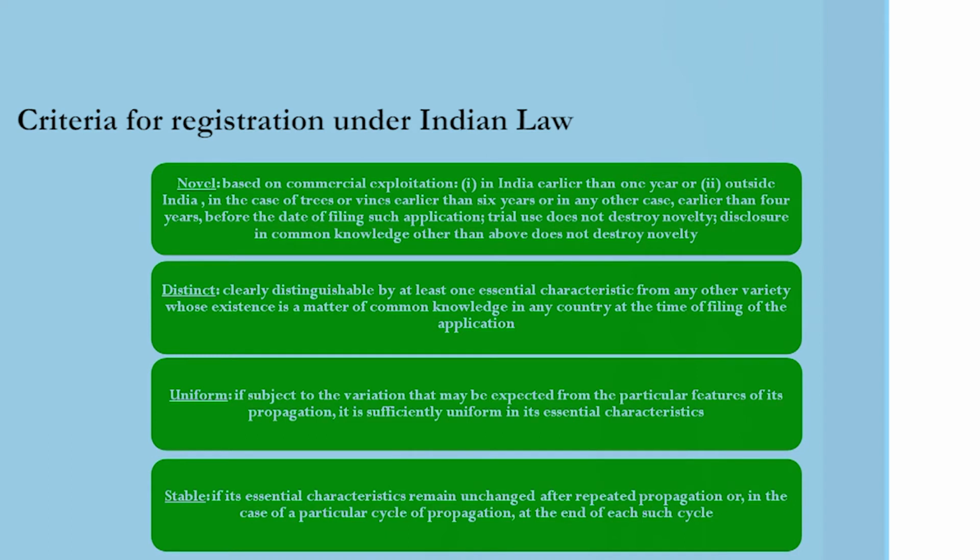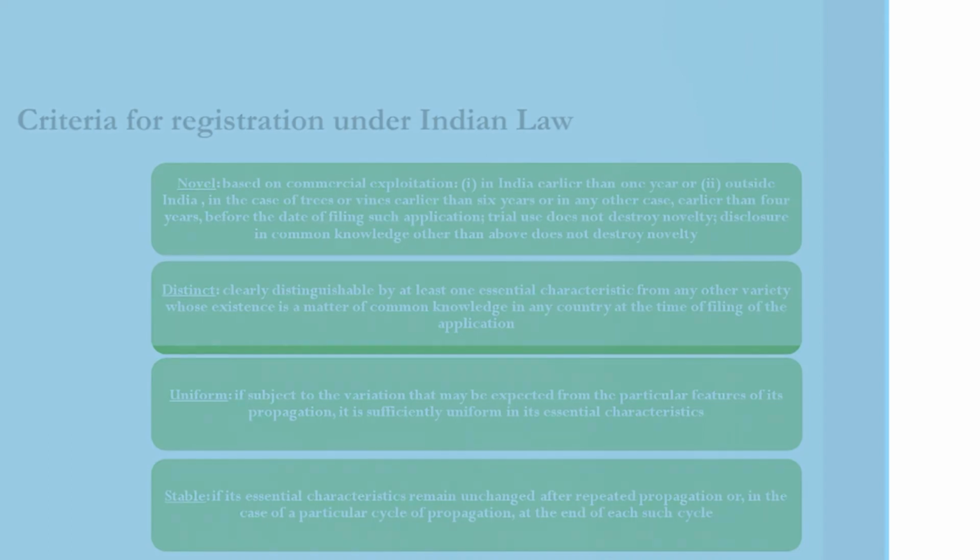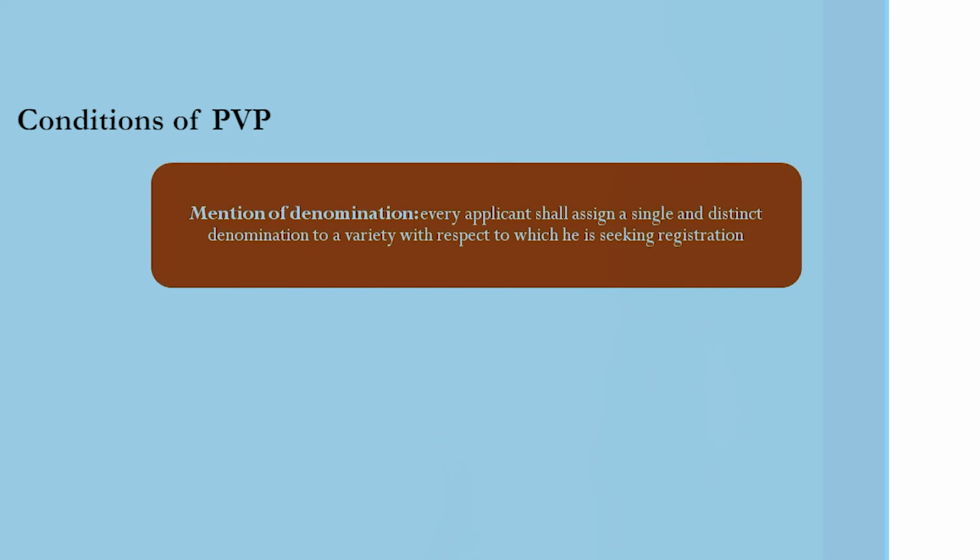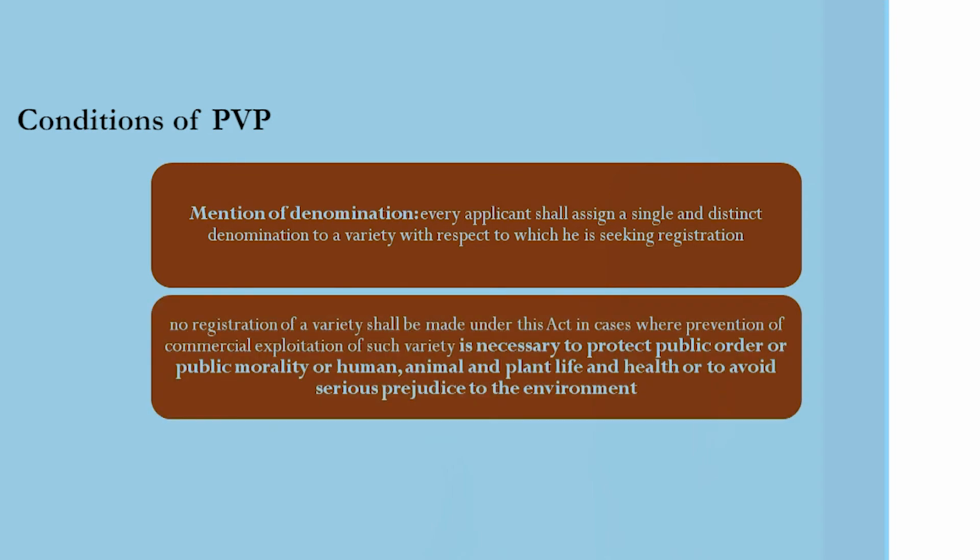Now, apart from these conditions for registration, there are certain conditions that any owner of plant variety protection must follow. He must mention the denomination. Every applicant shall assign a single and distinct denomination to a variety with respect to which he is seeking registration. No registration of a variety shall be made under the Act in cases where the prevention of commercial exploitation of such variety is necessary to protect public order or public morality or human, animal or plant life and health, or to avoid serious prejudice to the environment.